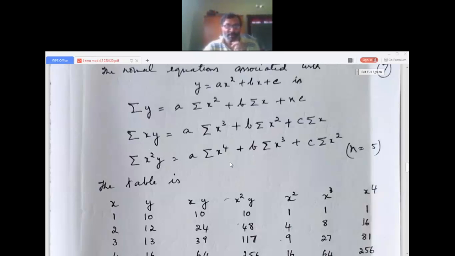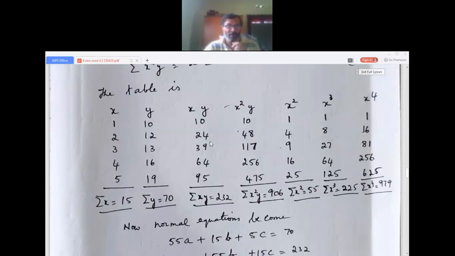We draw the table and then we write the values of x and y vertically. The x values you can see in the problem: 1, 2, 3, 4, 5. The y values correspondingly are 10, 12, 13, 16, 19. So find the total, sigma x will be 15. Check whether I am correct. Sigma y is 70. Adding xy, multiply this.